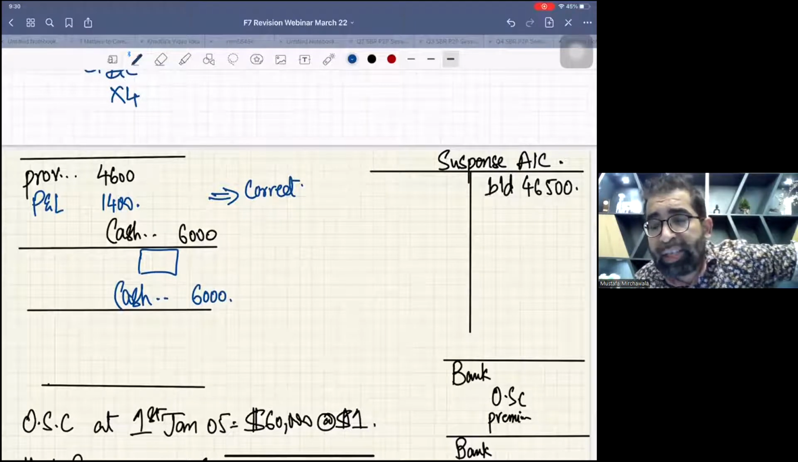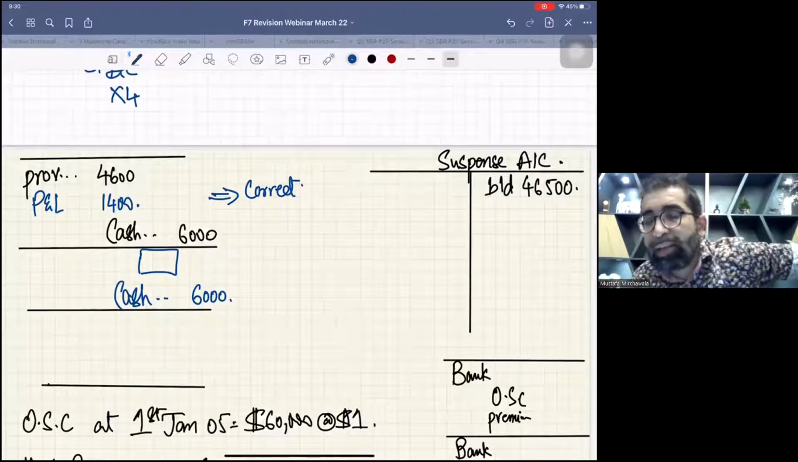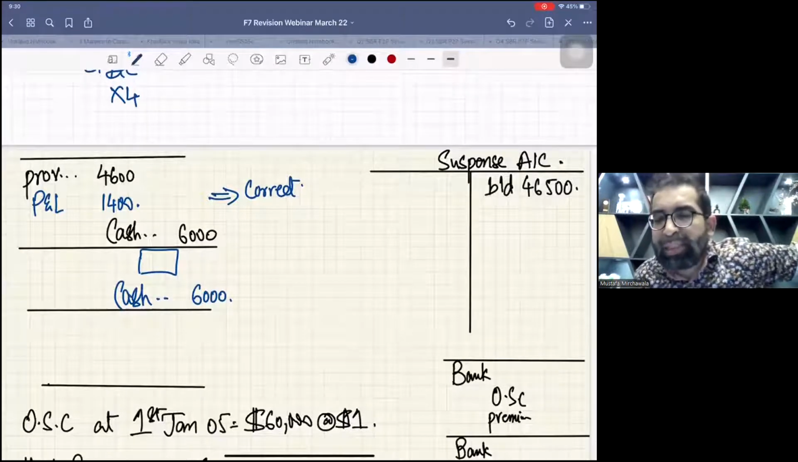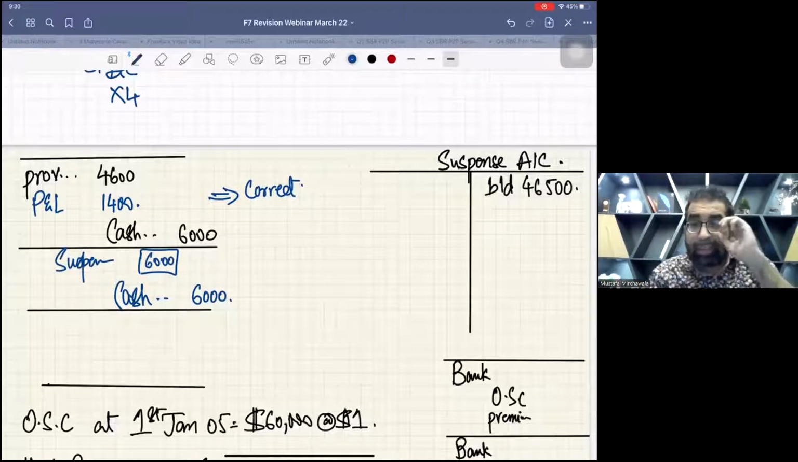Do you think these two sides are same? No. When the two sides are not same, then the trial balance is out. And whenever the trial balance is out, we open suspense account. And we open suspense account on the side where there is a deficiency. So suspense account, because of this part, opened on the debit side.